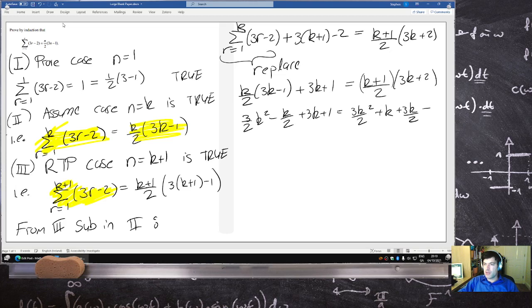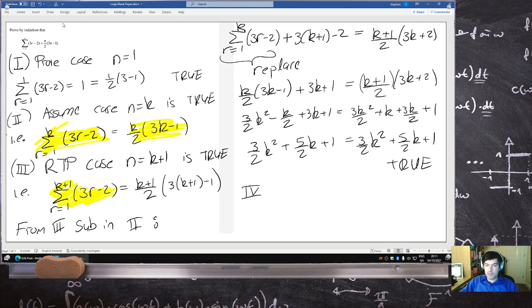1 over 2 times 2 is 1. So that would be 3 over 2 k squared plus 5 over 2 k plus 1 equals 3 over 2 k squared plus 5 over 2 k plus 1. So this is true.